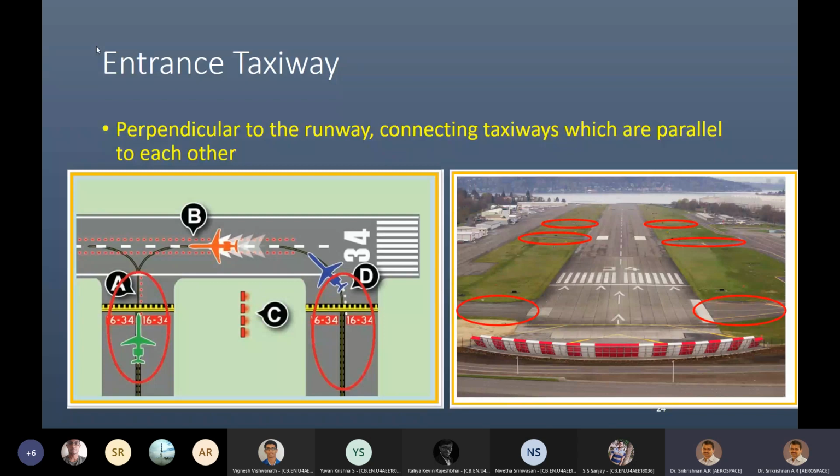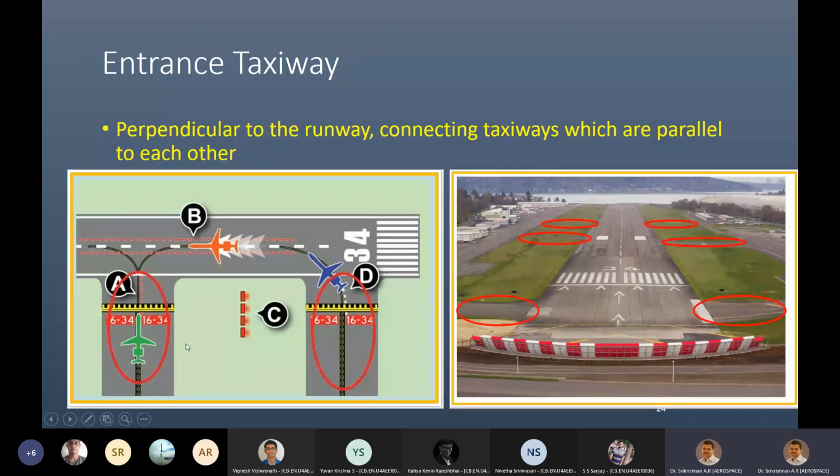As you can see in these two pictures, on the right hand side, you can see several circles. Those are marked within the red circles. They are all entrance taxiways which connect to the runway at right angles. All the circles indicate various taxiways. All of them connect the aircraft to the runway in a right angle manner.